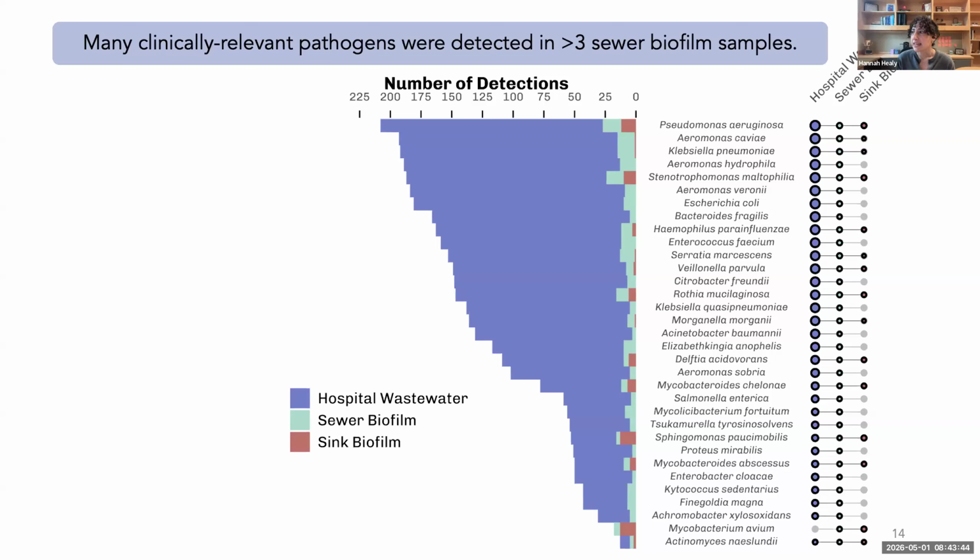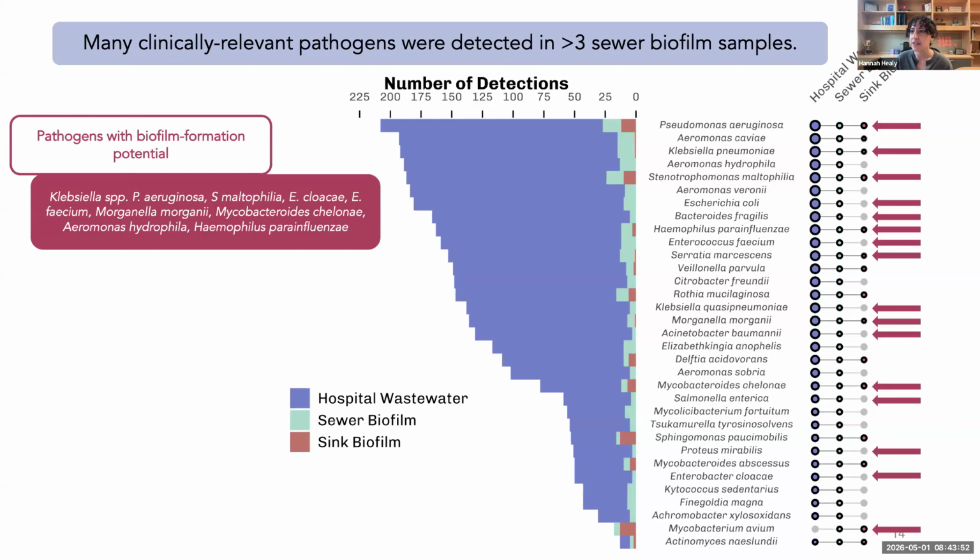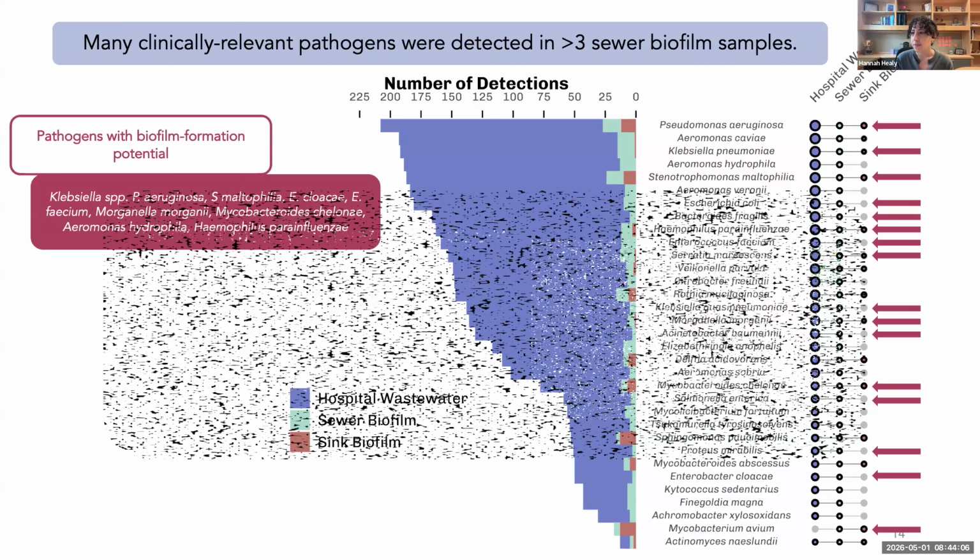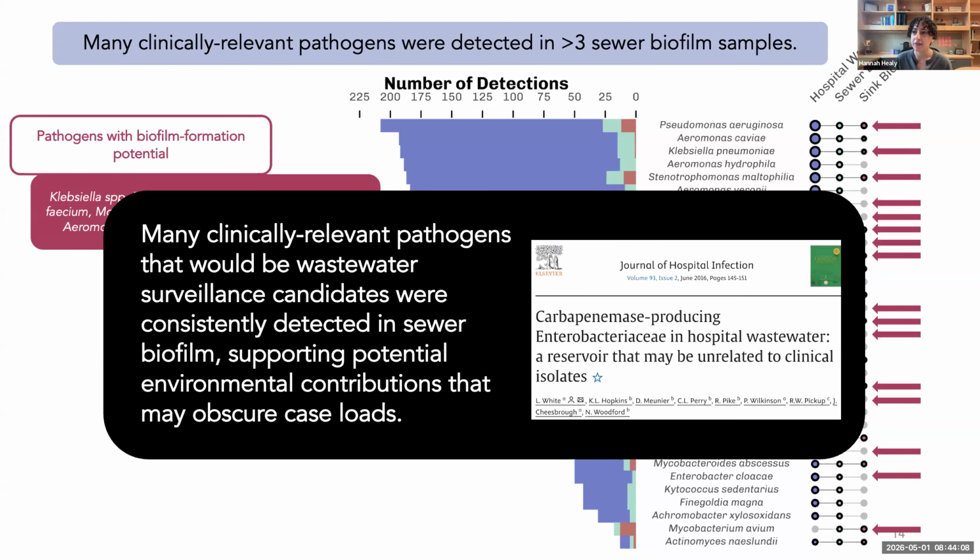Things like Pseudomonas aeruginosa, Klebsiella pneumoniae, Stenotrophomonas maltophilia. I'll point out again that all of these or most of these have some prior documented evidence of biofilm formation or even have direct evidence of persistence in plumbing biofilms. And so none of this is too surprising. But it does support that many clinically relevant pathogens that would be wastewater surveillance candidates, and that the hospital was really interested in monitoring, were consistently detected in sewer biofilm, supporting there could be potential environmental contributions obscuring caseloads.